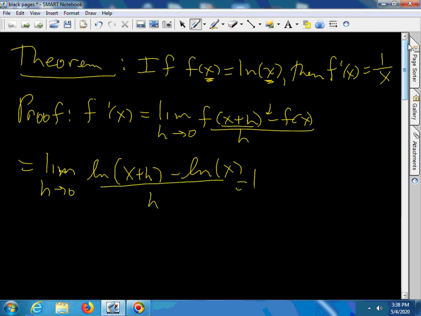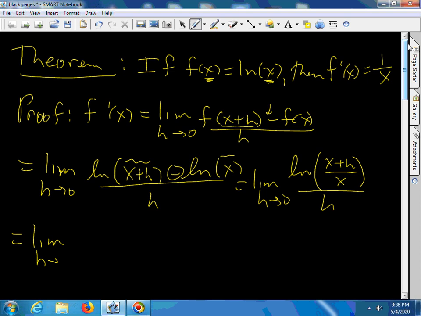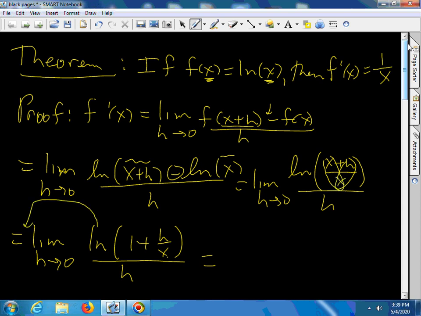Now limits have a number of properties. ln of one thing minus ln of another thing is ln of the first thing divided by the second, all over h. Now let's just clean that up a little bit by doing some division. x over x is 1 plus h over x, all divided by h.